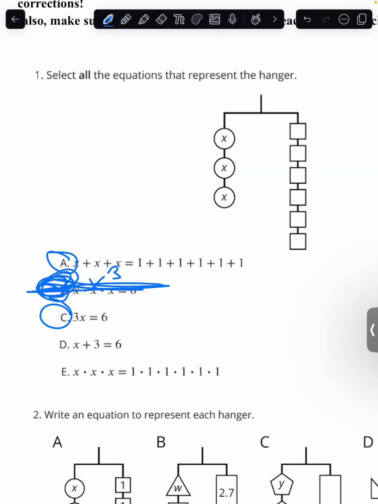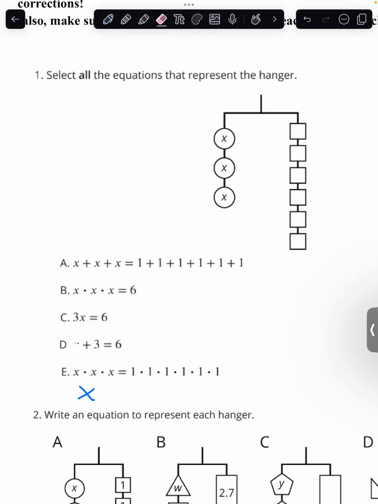Then this x plus 3. This is not x plus 3. It's 3 x's. And then x times x times x again will be x to the third power. And these are not times 1. That would be 1 to the 6th power, which equals 1. So it is actually just A and C.